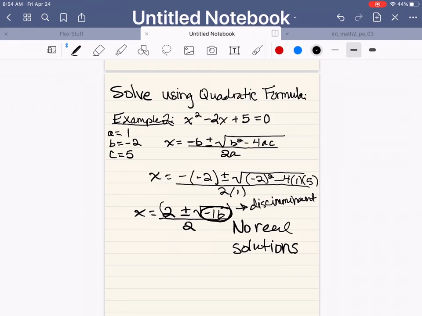So for a problem that has a negative under the radical like that, that's inside, we can just say no real solutions and we're done.